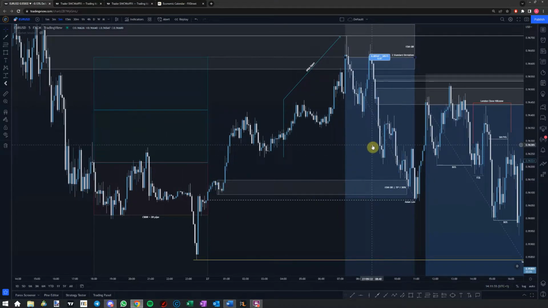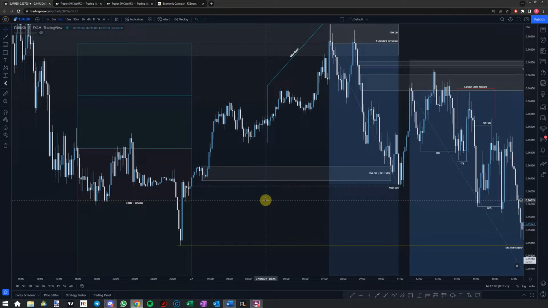And then from there on, we came to an equal level of the Asian low, and that was another indication that we do have a tendency to have further bearish movement in today's price action, as now we've built up a further liquidity pool and further sell side liquidity.